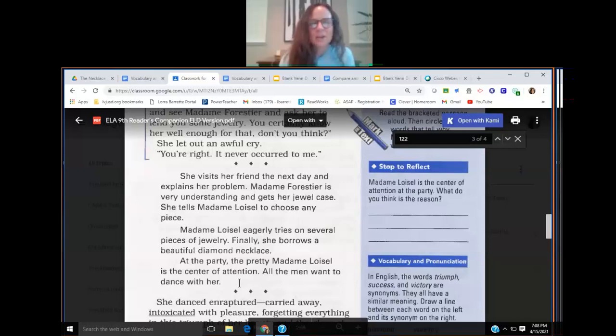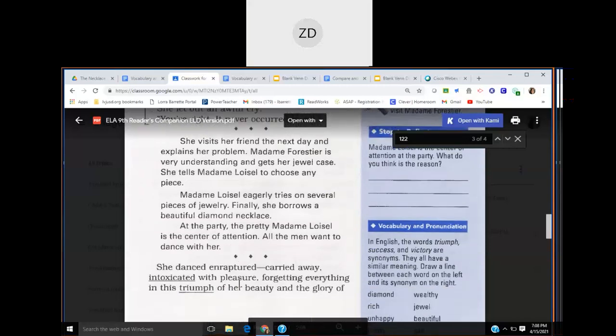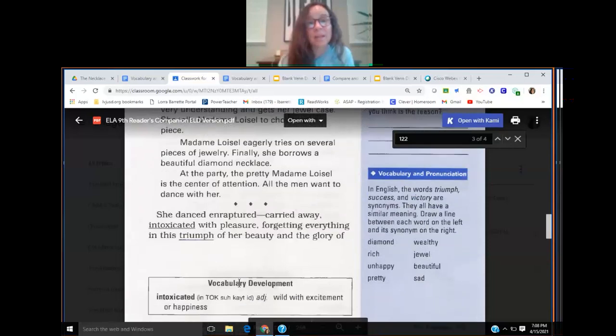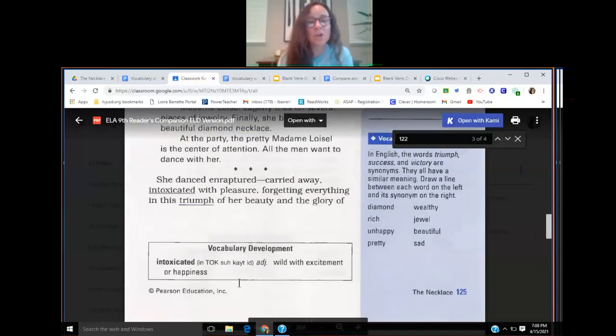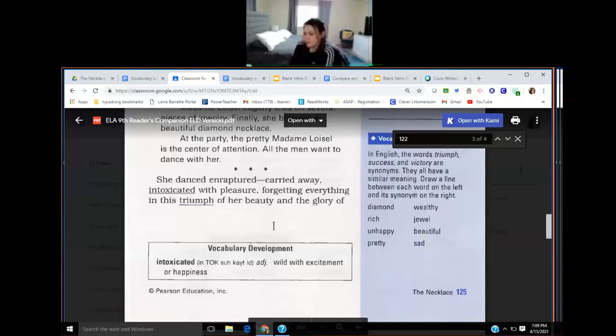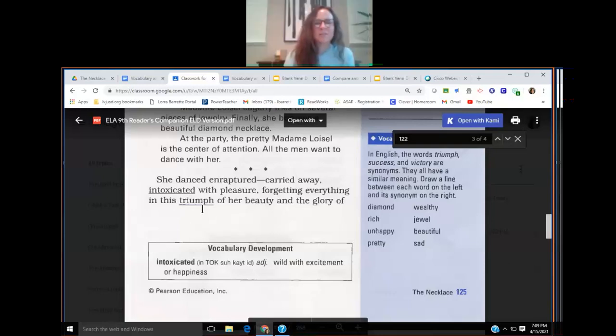Okay, so her plan worked. She got all dressed up and everybody thought she was so beautiful. All the men wanted to dance with her. So here's the next word, Fernanda: enraptured. Say this, enraptured. And then here's another one, intoxicated. And this one, triumph. Okay, so go ahead and start reading the next one.